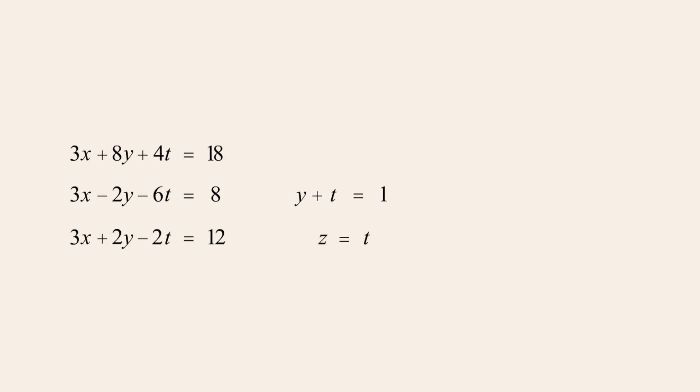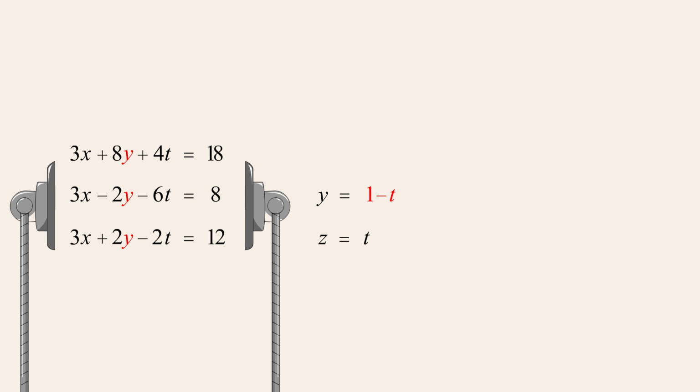Subtracting t from both sides gives us the equation y equals 1 minus t. Now that we have parametric equations for y and z, we can create a parametric equation for x by substituting 1 minus t for y in any of the three original equations. Since all three equations contain x, we can use any one of the equations to create a parametric equation for x. So let's choose the first equation.